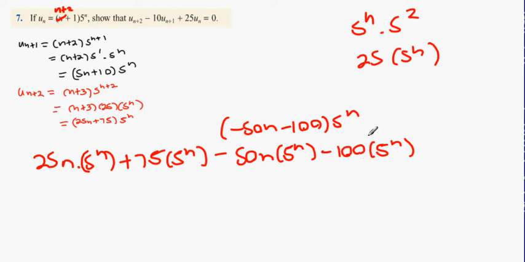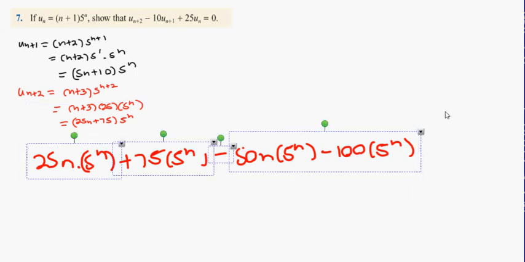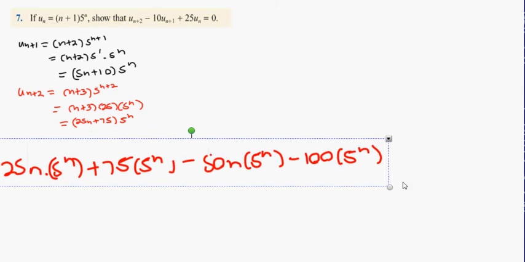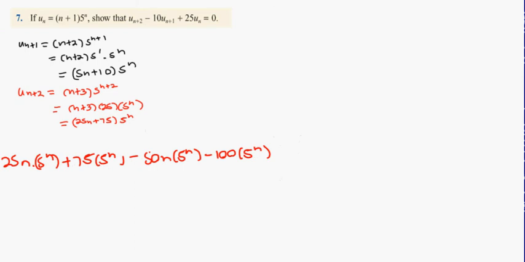Okay, so now that this is done, what we've got to do next is fix up 25u to the n. Now 25u to the n, so we know that u_n is (n plus 1) times 5 to the n. Just drag this over, make it slightly smaller. So we next have to do 25u to the n.